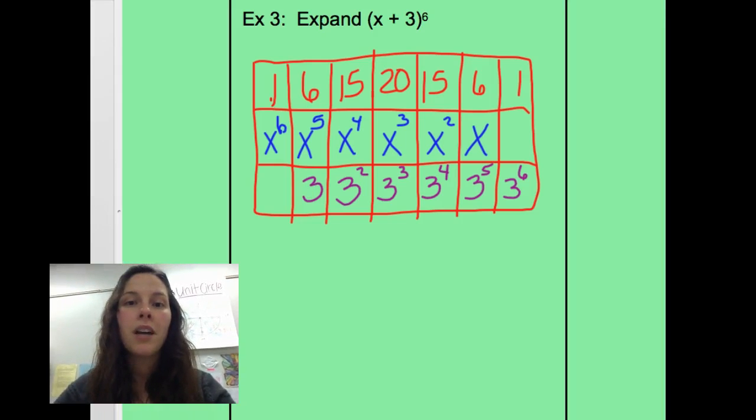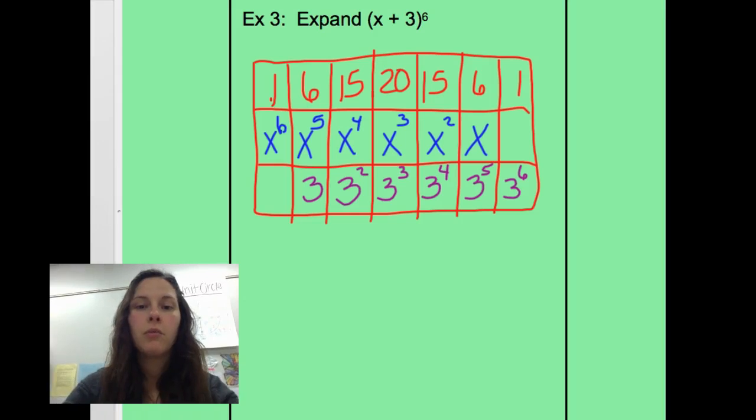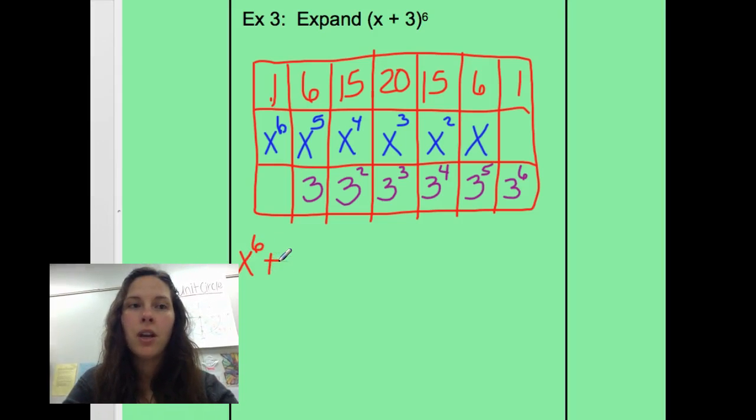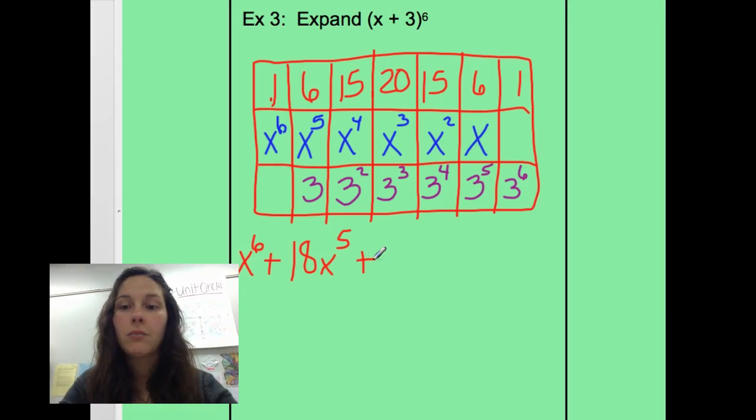We're going to multiply vertically to get each term in our final expansion. So my first term will be 1 times x to the 6th, or just x to the 6th. My second term will be 6 times x to the 5th times 3. 6 times 3, of course, gives us 18, so we have 18x to the 5th. My next term, we're going to have 15 times 3 squared. 15 times 9 gives us 135 x to the 4th.